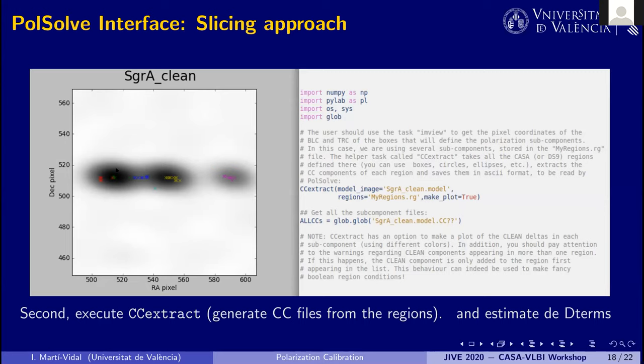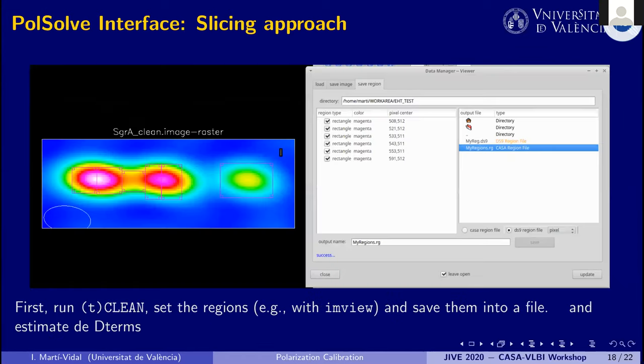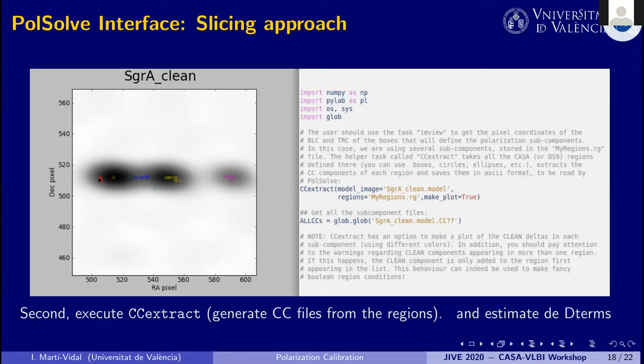It will plot the clean image together with the locations of the clean components, colorized by subcomponent, okay? So in each color, you basically have the clean components that fell into each one of these boxes, okay? So different colors for different boxes. So what PolSolve will do is to fit these clean components by assuming the same fractional polarization for the components that have the same colors, okay? So same polarization for the same color, okay? Different colors, different polarization.